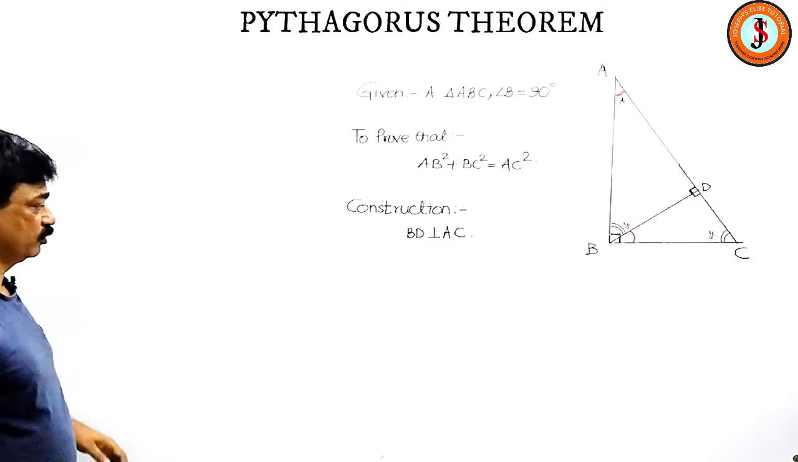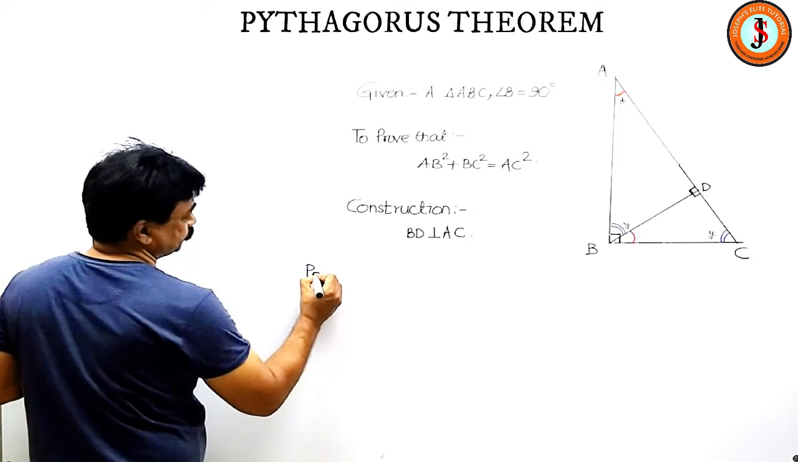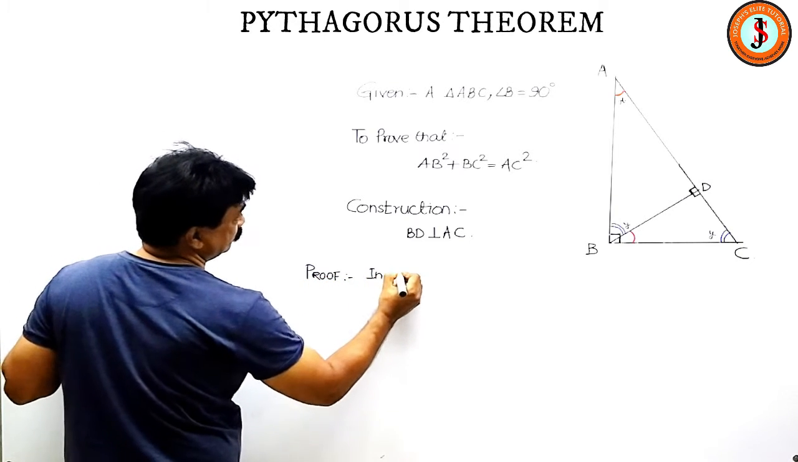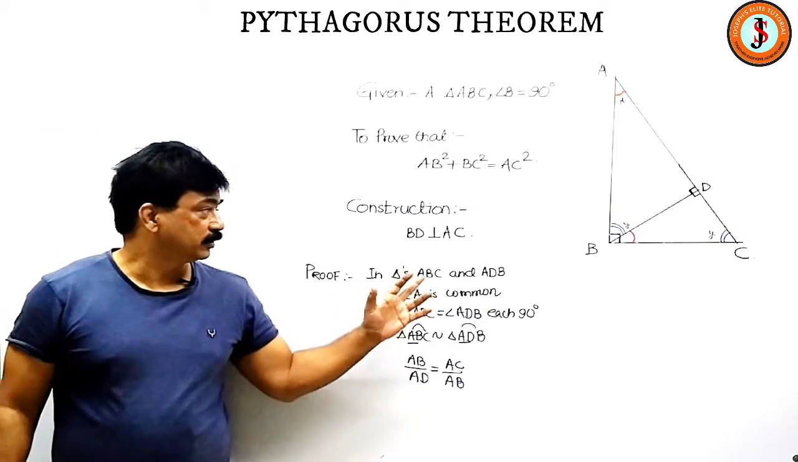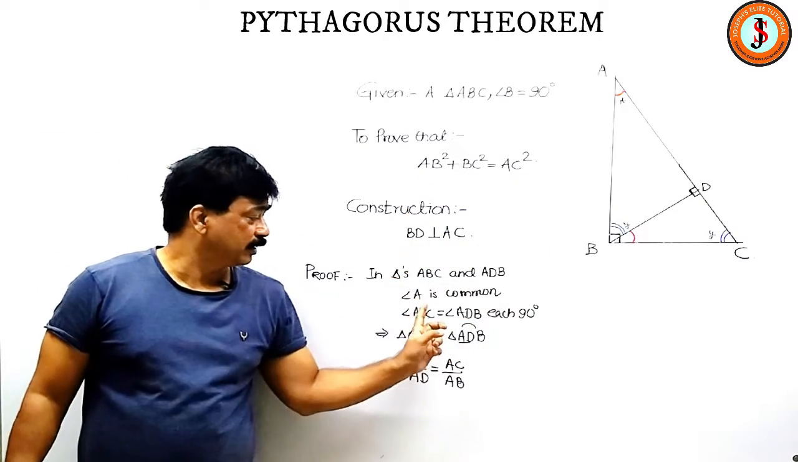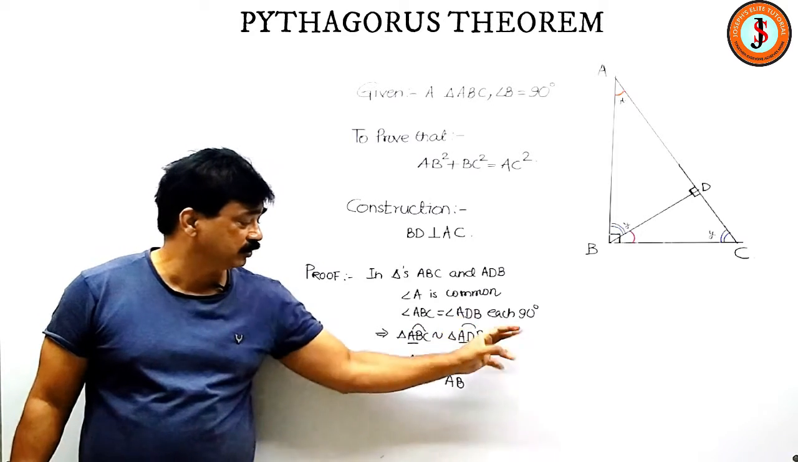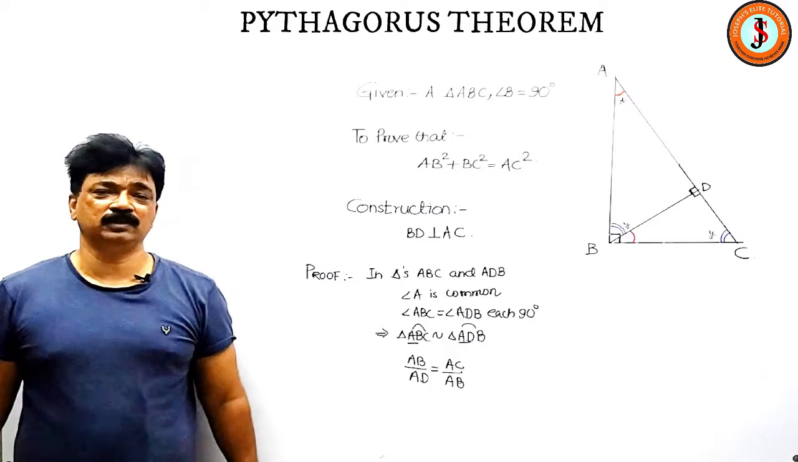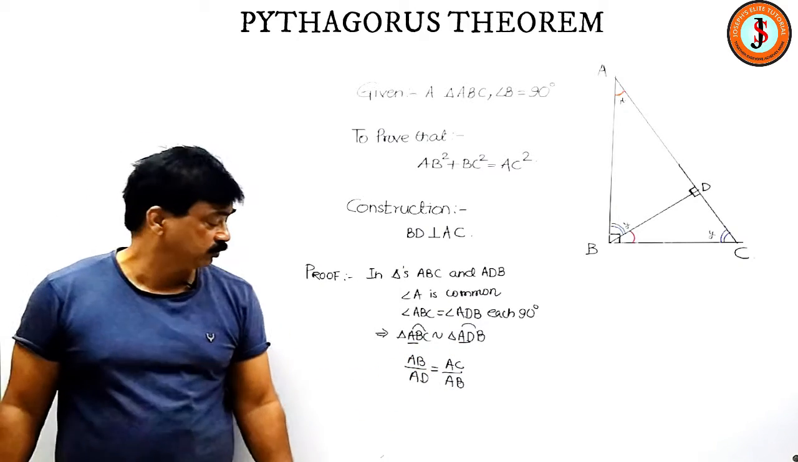So I am going with the proof now, which is very easy. In triangle ABC and ADB, angle A is common in both. Angle ABC is equal to angle ADB, each 90 degrees. That means two angles of each triangle are equal. So triangle ABC will be similar to triangle ADB.